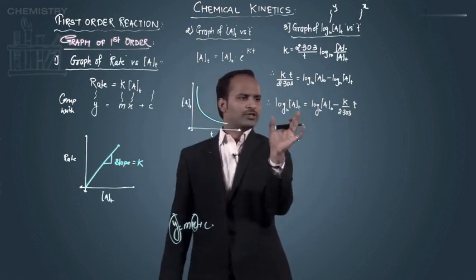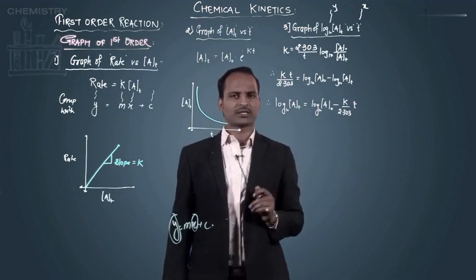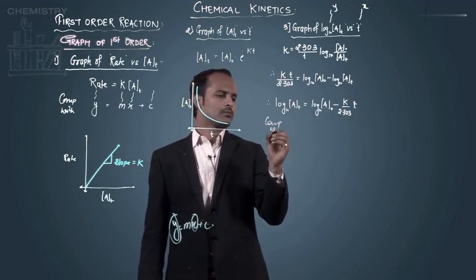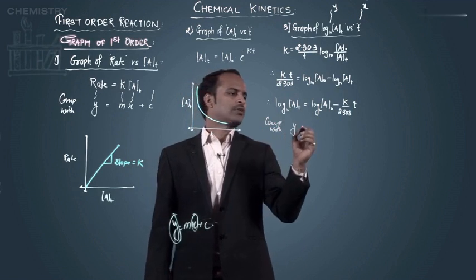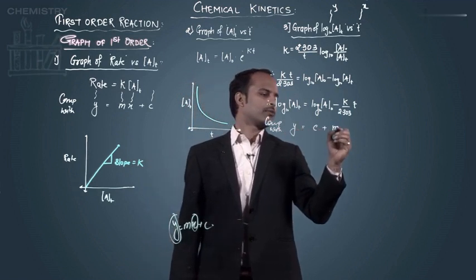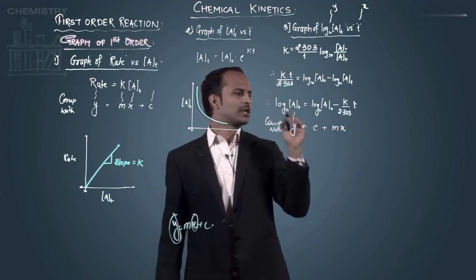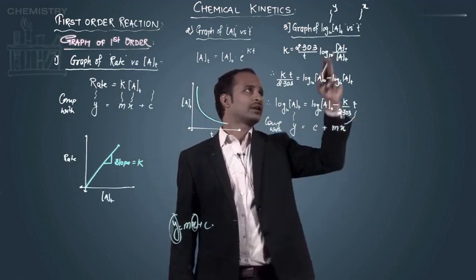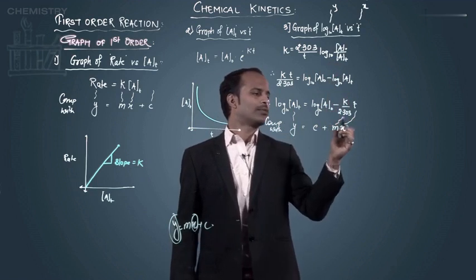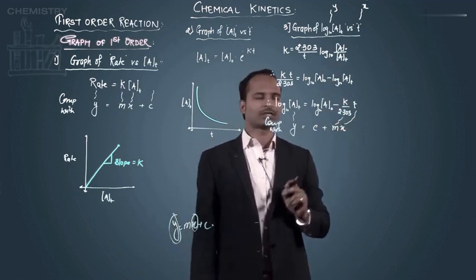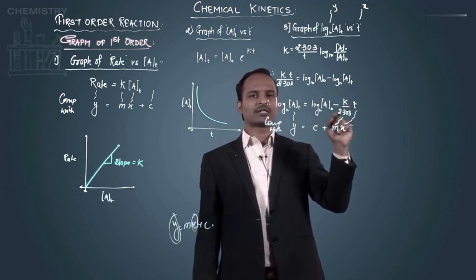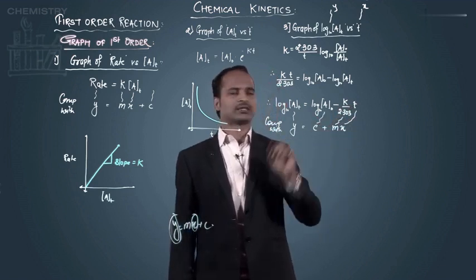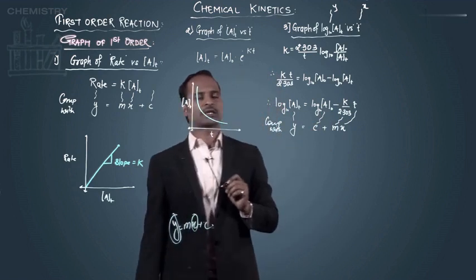So now we got the equation y is equal to c plus mx, or I can say y is equal to mx plus c. Comparing with y is equal to mx plus c, this is on the y-axis, decided. This x is already there, it's the time. So m is going to be minus k upon 2.303. This minus will be considered with the k upon 2.303, not with the time. And the c, that is the y-intercept, is going to be log to the base 10 a naught.